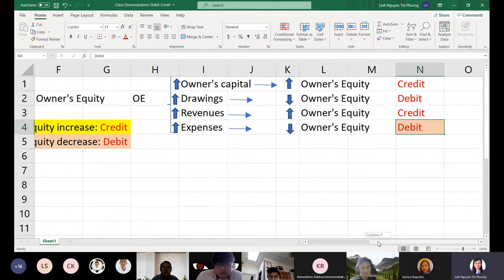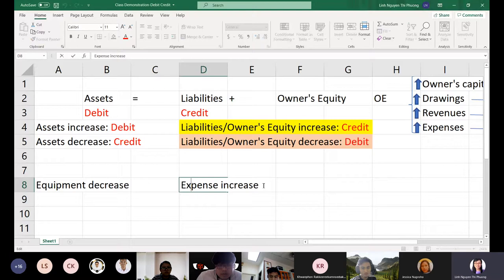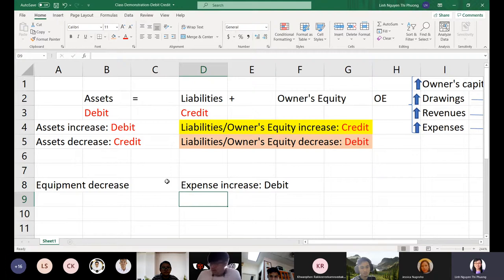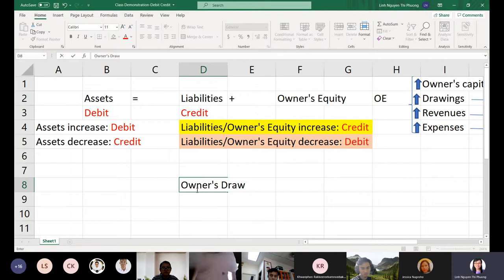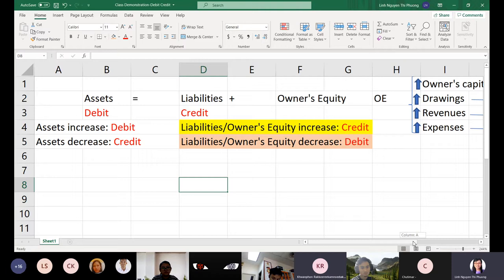Okay, everyone, by next week, you need to have a deep understanding of this, okay? When I say any account, you have to tell me immediately whether we should debit or credit, all right? Okay, one last question. If owner's drawing increases, what do we do? Debit, good. All right, are we okay with this? Did you write it down already? Yes. Okay, good job.